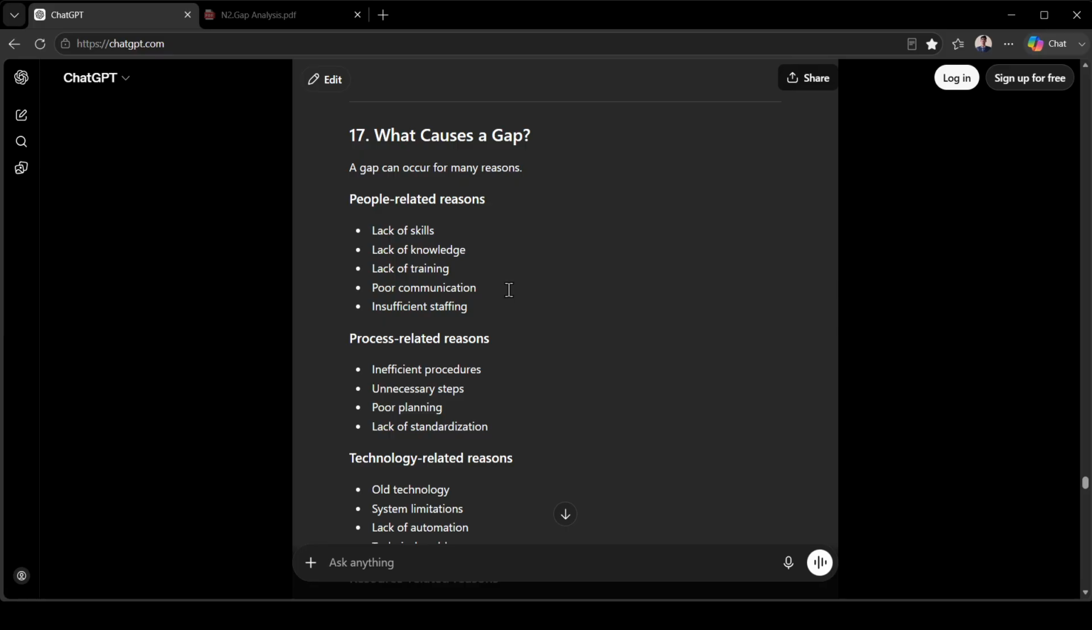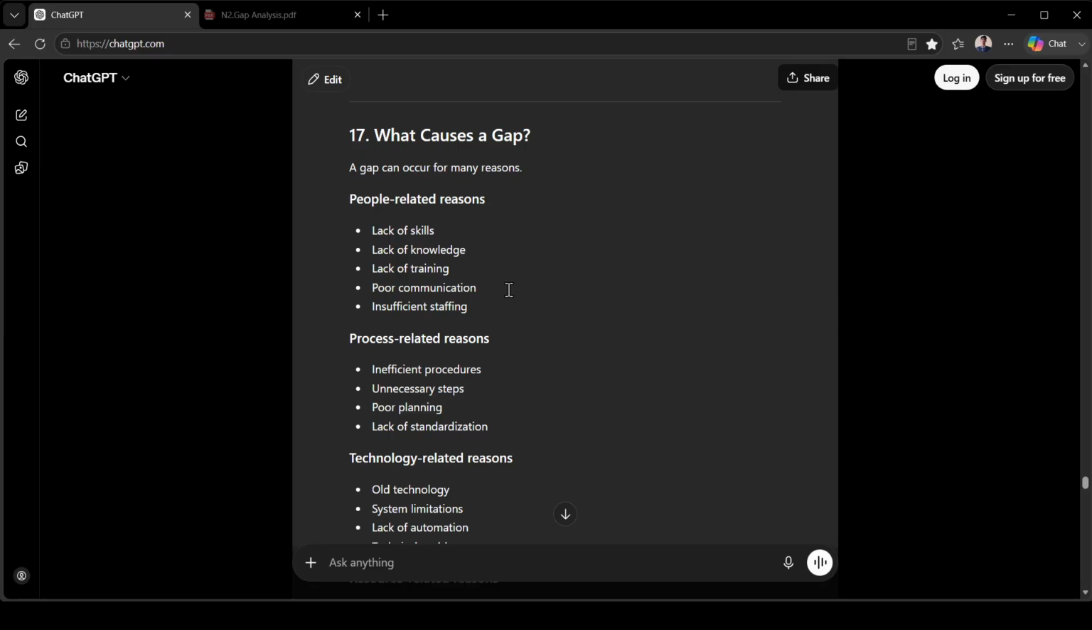Why does a gap occur? A gap can occur for many reasons. People-related reasons: lack of skill, lack of knowledge, lack of training, poor communication, insufficient staffing.